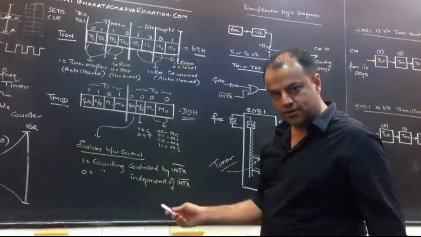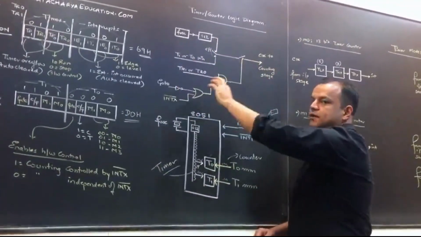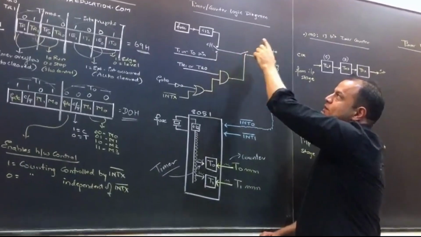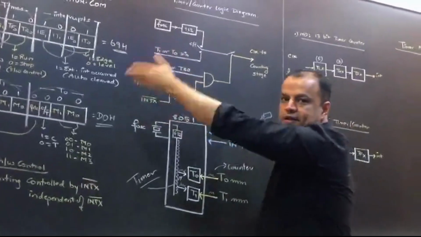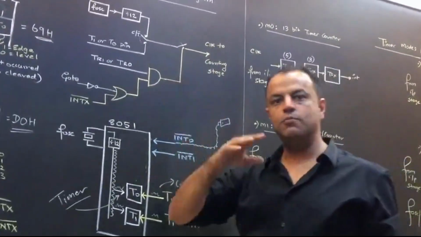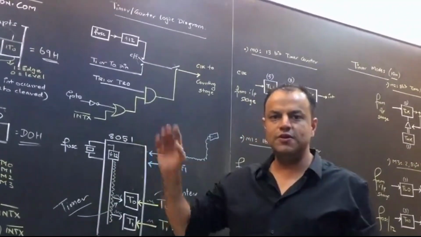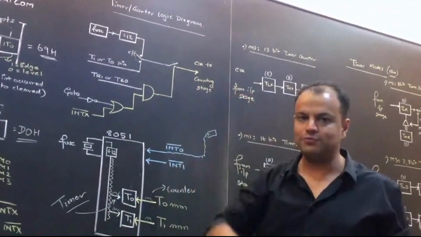Now everything you learned in TCON and TMOD can be summarized in this single diagram. This is called the timer counter logic diagram. It contains everything you learned over here. Okay, let's start. So this circuit is there for both timers, timer 0 and timer 1, it's the same circuit. Obviously you don't learn it twice, you learn it once, but you have a similar circuit for timer 0 as well as for timer 1.